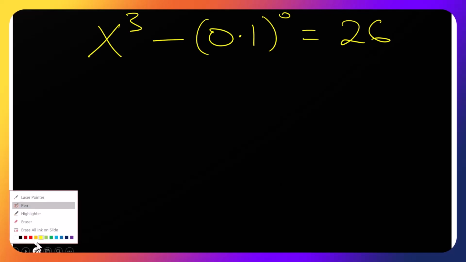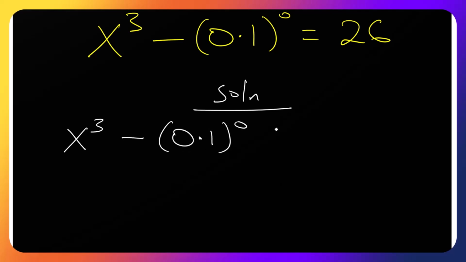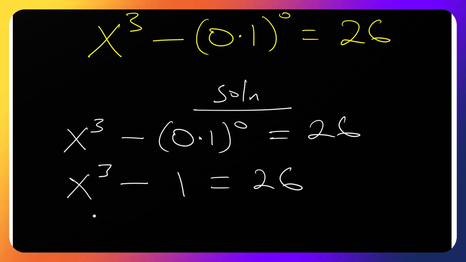Now let's solve for x here, given x cubed minus 0.1 raised to 0 equals 26. Solution. Now, understand that any non-zero number to the power 0 is 1. So we have x cubed minus 0.1 equals 26. Therefore, x cubed minus 1 equals 26. So we can add 1 to both sides. That will be x cubed.